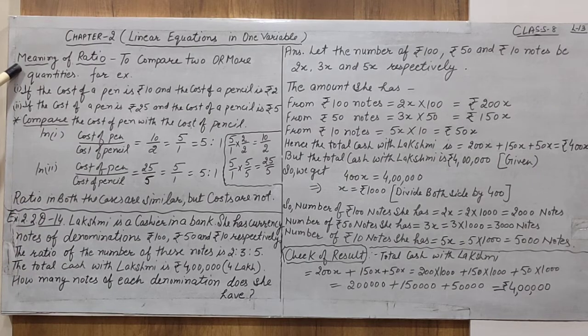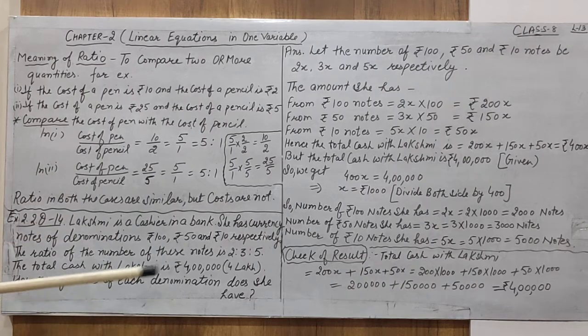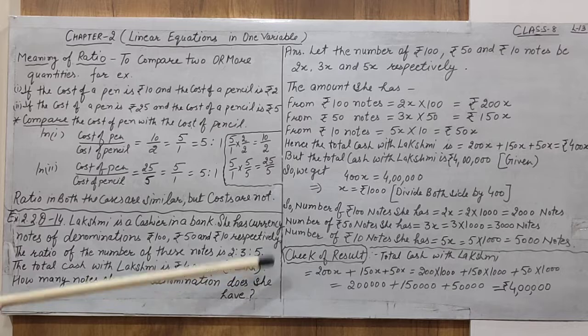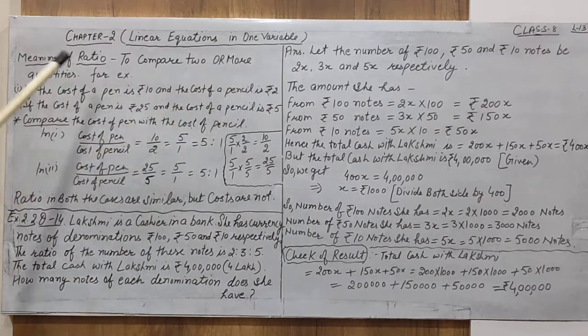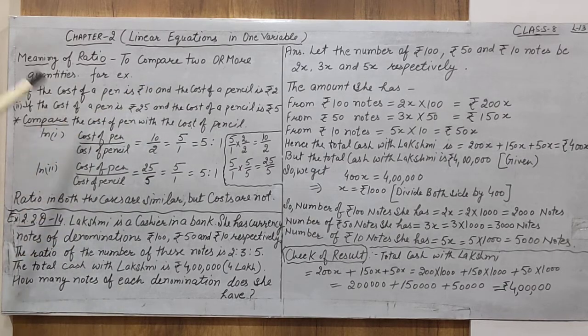Now come to the first topic, that is the meaning of ratio. I have written the meaning of ratio to help you understand the ratio given in the question. That's why I have selected this question for you, because in this question and some more questions ratios are given, and we need to know how to use the ratio to solve them. The meaning of ratio is to compare two or more quantities. To find the comparison between quantities, we use the ratio. Understand from one example.